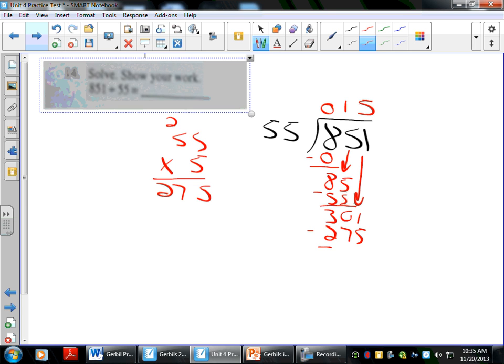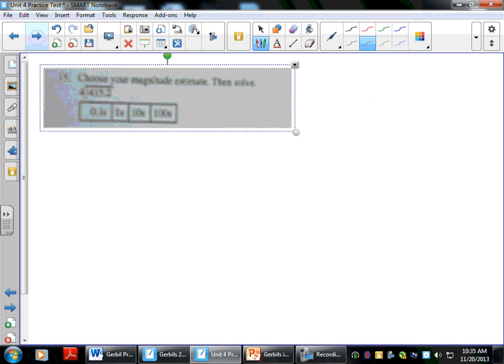275 here. We're going to subtract. 1 comes 11, 0 comes 10, but we're going to have to borrow, so this becomes 9. This becomes a 2. 6, 2. 26. 15, remainder 26 is the answer to that problem.